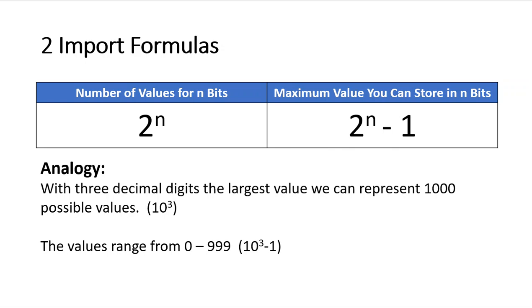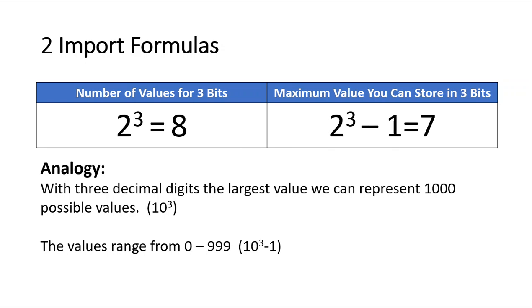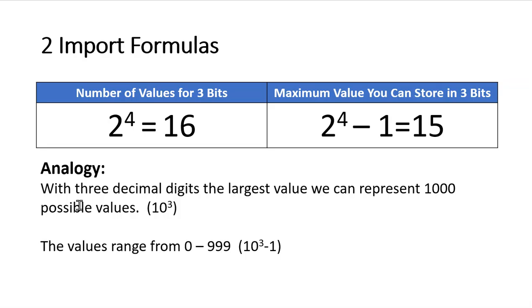So again, applying that to 3 bits. If we have 3 bits, what's the biggest number we can store? 2 to the n minus 1, that's 7. How many possible values can I store in 3 bits? 8 values because I start at 0. What about 4 bits? The biggest number I can store in 4 bits is 2 to the 4th minus 1, which is 15. And that is 16 possible values because I start counting at 0.